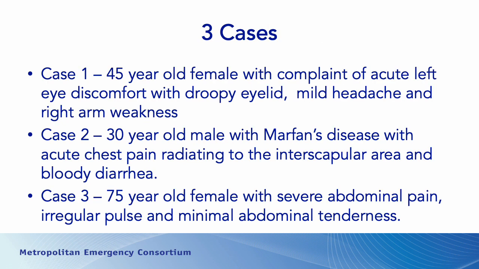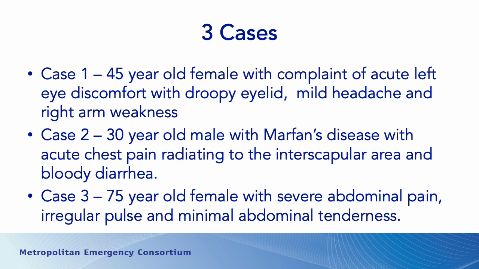So thinking about 3 cases. A 45-year-old female complained of acute left eye discomfort with drooping eyelid, mild headache, and right arm weakness. This sounds like a carotid dissection to me. She's got some discomfort in the eye. She's got a droopy eyelid, which could be part of Horner's. She's got a headache, which could be a symptom, and she may be developing stroke symptoms because the left side of the brain may be involved, giving her right arm symptoms. So this patient, from my perspective, is a carotid dissection until proven otherwise.